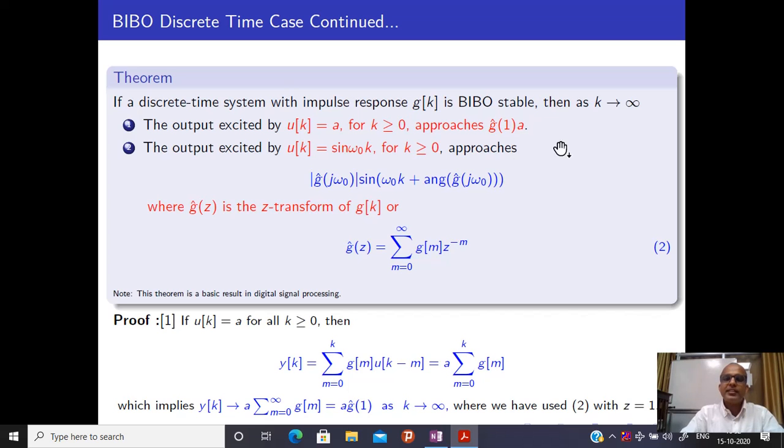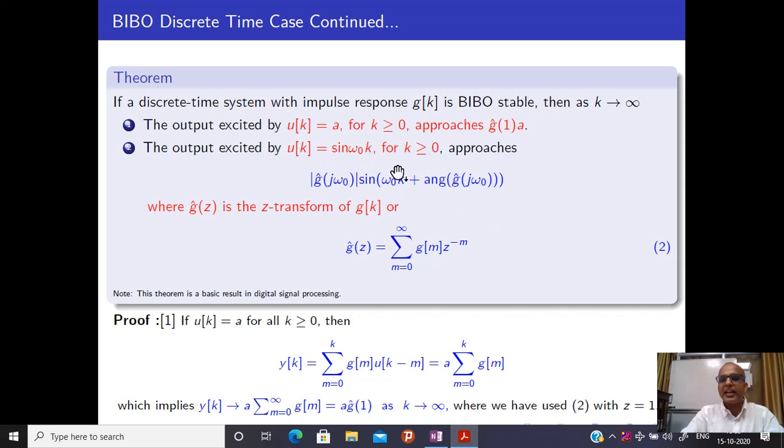And the proof is the same as in the previous class. I have told you that the sum of g[m] u[k minus m] equals a times the sum of g[m], so I can write it like this, and after that if k tends towards infinity, then this summation extends to infinity, and finally I can generate this by putting z equal to 1. So in this way I can give a guarantee that if the discrete time system is bounded input bounded output stable, and if I apply a step input, then this is my final response.